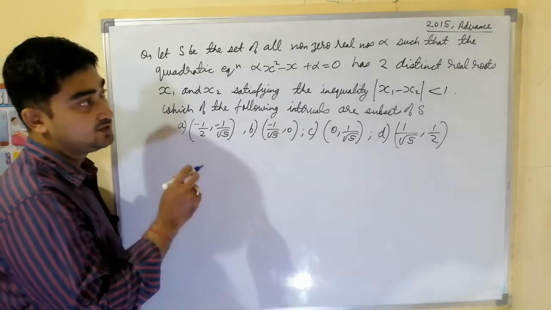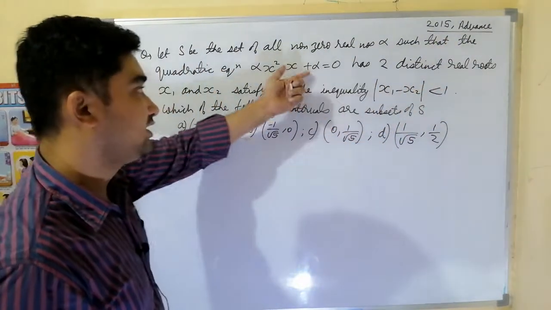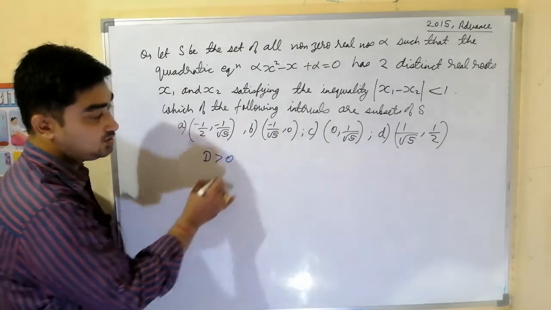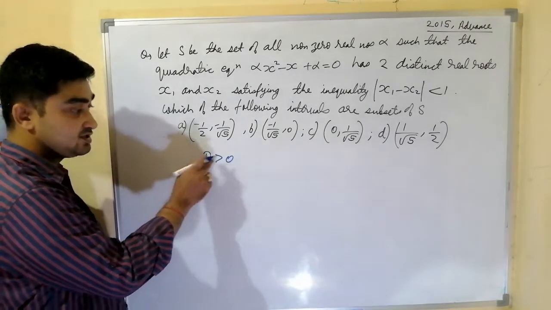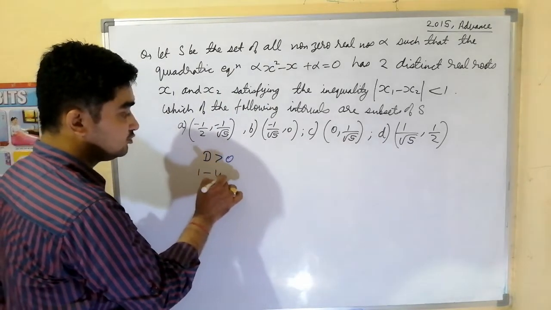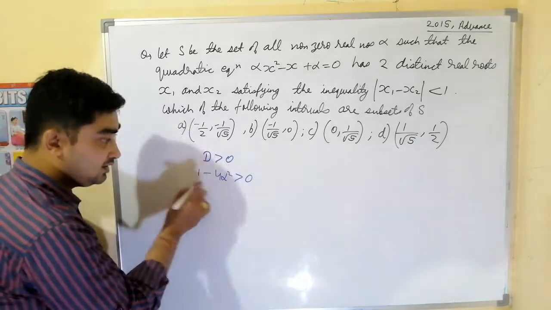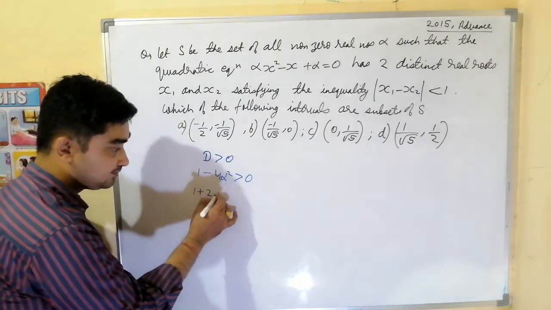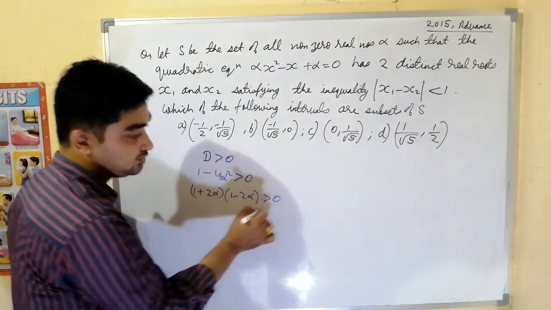Condition number 1 is it should have two distinct real roots. All of us know for a quadratic equation to have two distinct real roots, discriminant should be greater than 0. It cannot be equal to 0 because they are saying distinct. What is the discriminant? It is b square minus 4 alpha square, which should be greater than 0. It is a square minus b square. We can write this as a plus b into a minus b, which should be greater than 0.